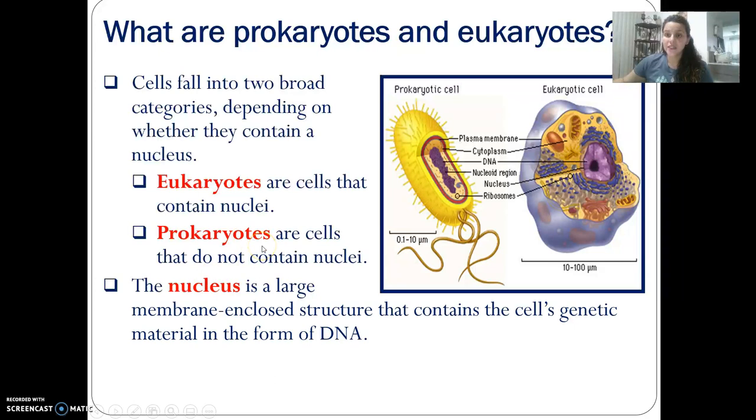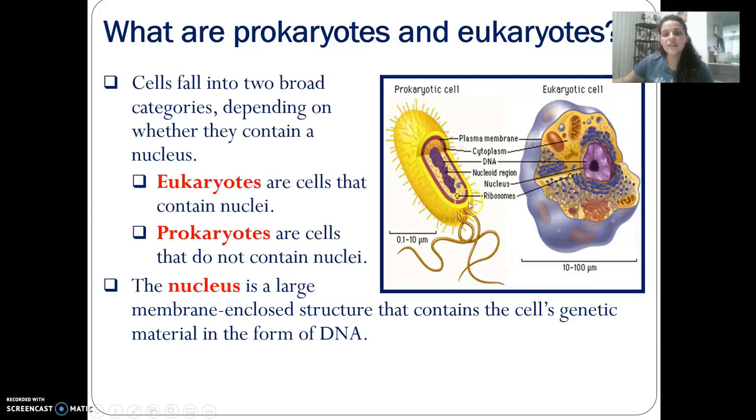Now, prokaryotic cells do not contain a nucleus, okay? The nucleus is a large, membrane-enclosed structure that contains the cell's genetic material in the form of DNA. So in eukaryotic cells, you are going to see this large circular thing, okay? And this is where the DNA is held. Eukaryotic cells have a nucleus and prokaryotic cells do not. What I like to use to remember is eukaryotic cells carry a lot of DNA, so they have to have something to store it in. And the other one, prokaryotic cells, they don't have something to store it in.